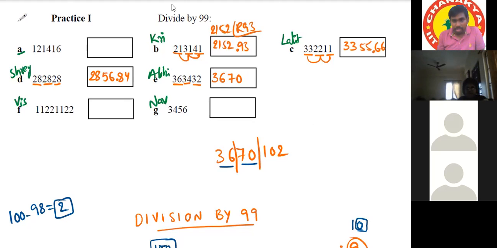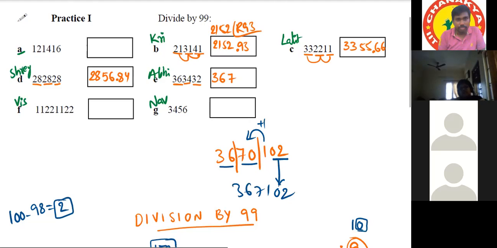Okay, drop units, drop a pair 02 and carry forward 1. 70 plus 1 is 71. 71 and 36. So the answer is 3671, remainder 02. Yeah, sir, that's what I'm saying. Like one will go to the 71.